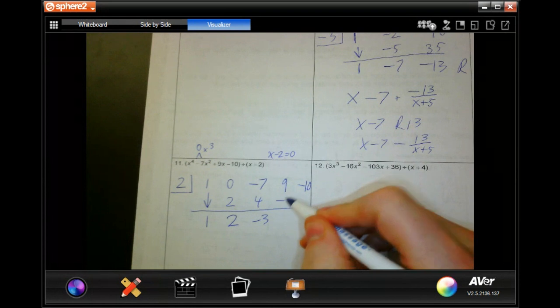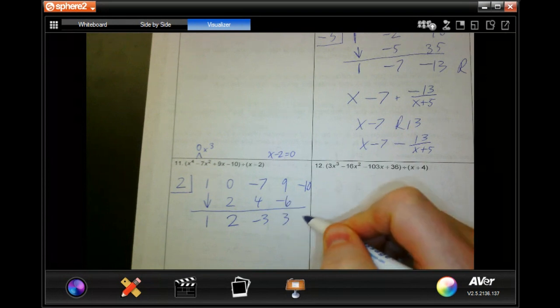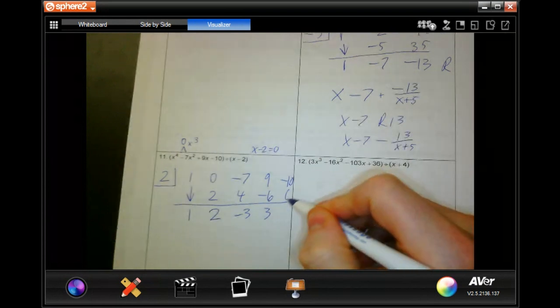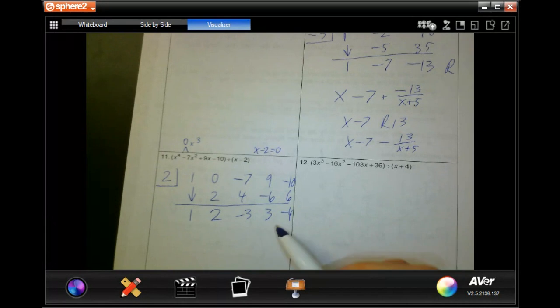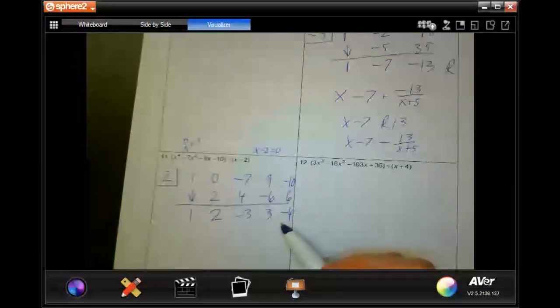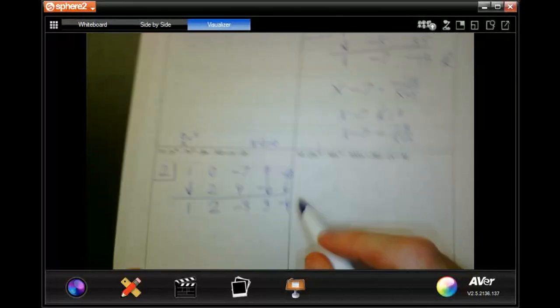All right, then you're going to have negative 6. You add those together, you're going to have positive 3. And 3 times 2, you have 6. And you'll have negative 4. We're out of numbers, so it looks like we have a remainder. Did I screw something up? Negative 6, 3. So 2, 3, 3. Yeah, no, this is fine. 6, negative 4, yeah, all right.